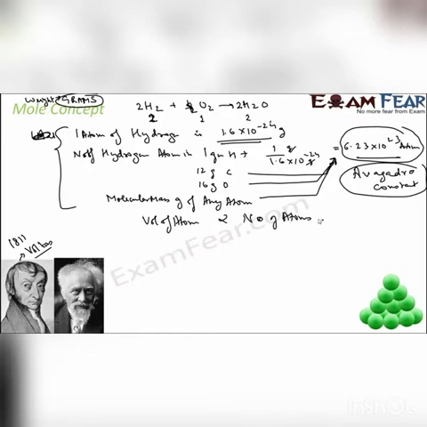Number of atoms at a given temperature and pressure. This is what he proposed. Right? Number of atoms or molecules. But the actual proportional value was not determined. In 1909, Jean Perrin determined this Avogadro constant. He found that 1 gram of hydrogen has 6.23 into 10 to the power 23 atoms.